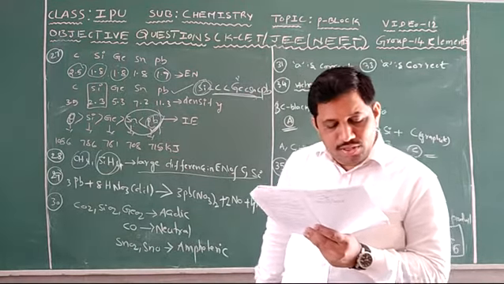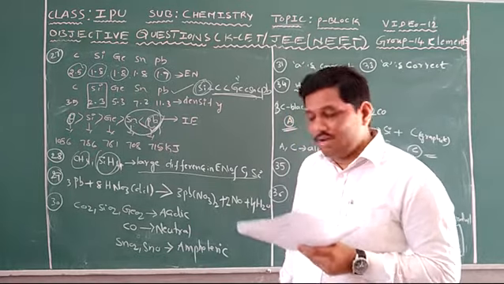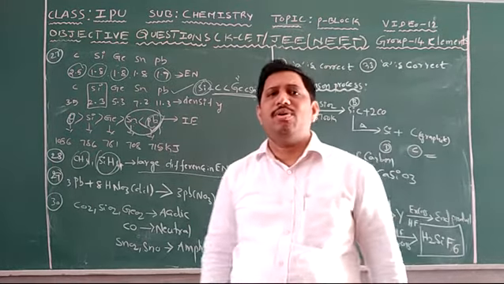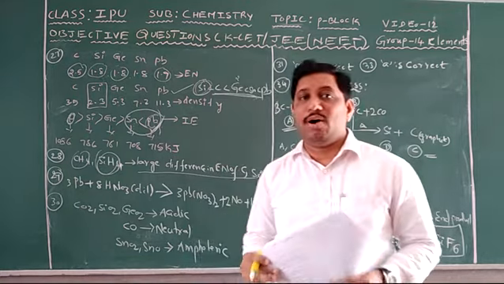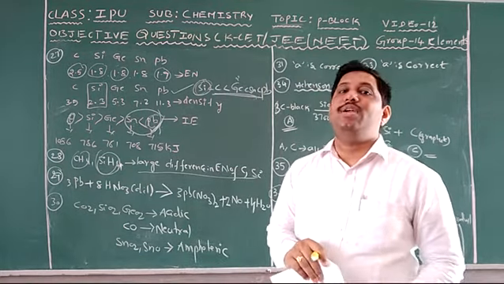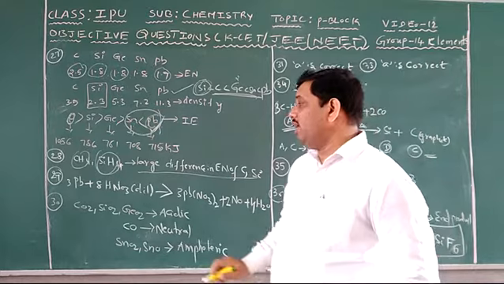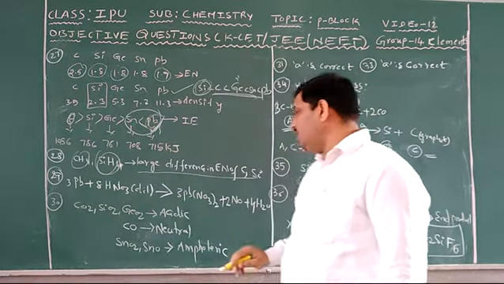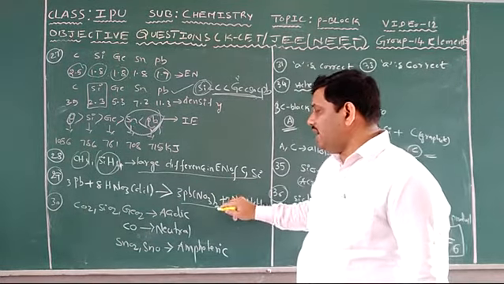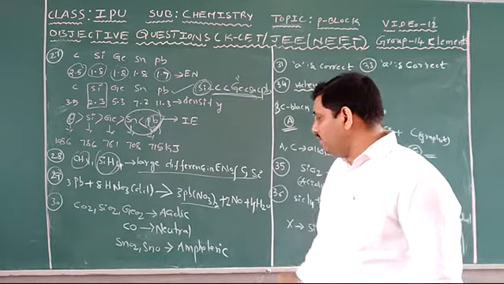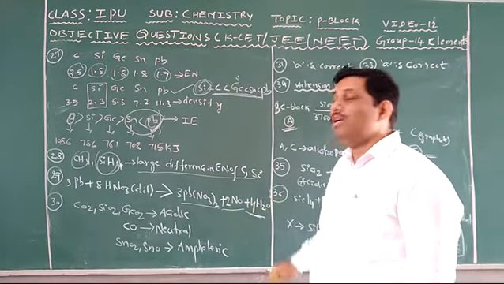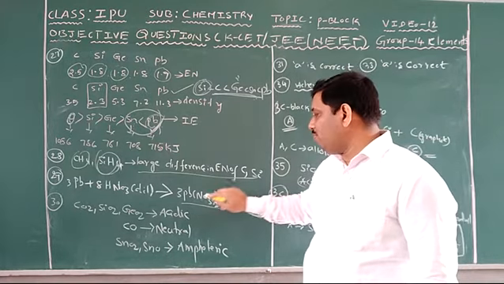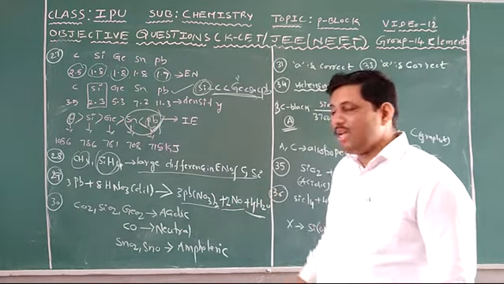Next question. When lead reacts with dilute nitric acid, what are the products formed? Very important, students. This is a question repeated every year. When lead reacts with dilute nitric acid, it forms lead nitrate, Pb(NO3)2, plus nitric oxide, NO, plus water. Lead nitrate, nitric oxide and water are formed.